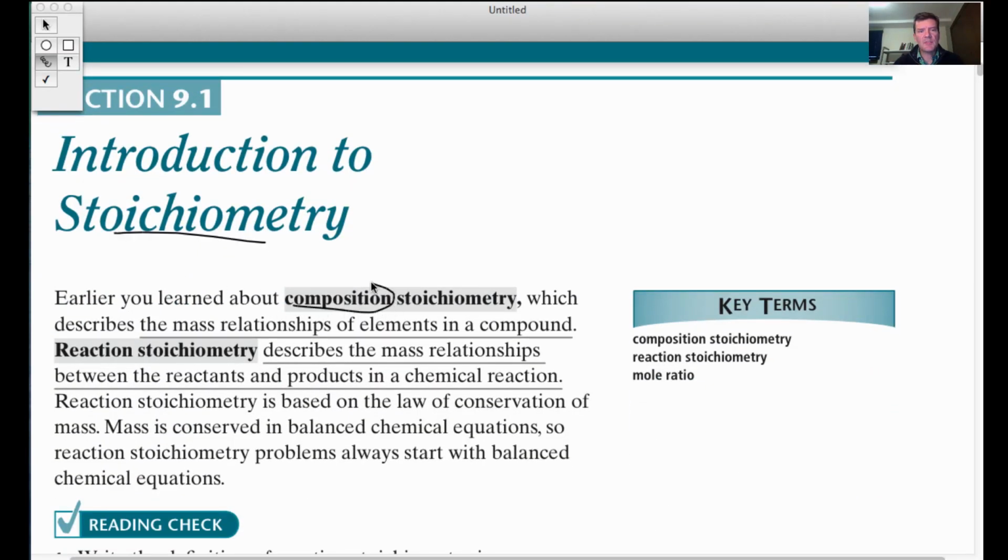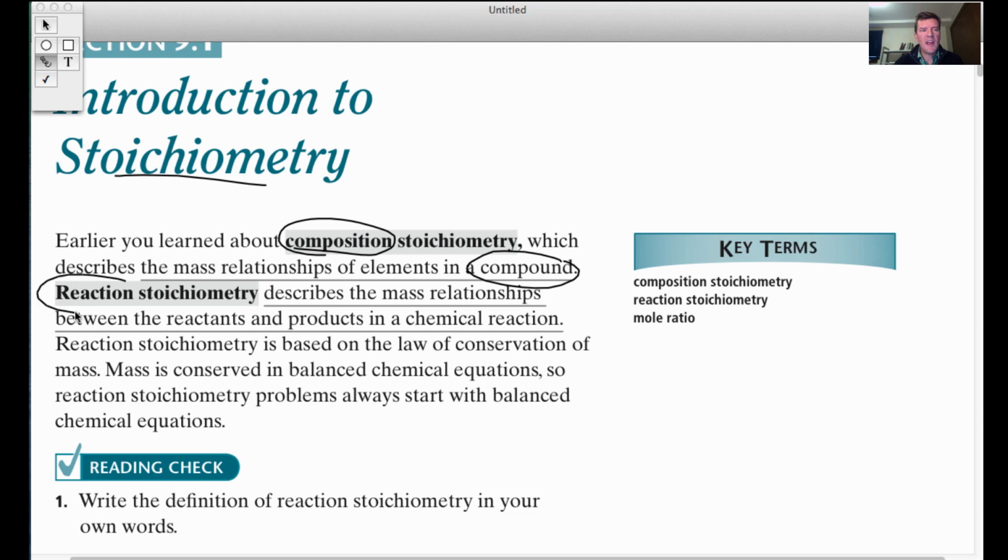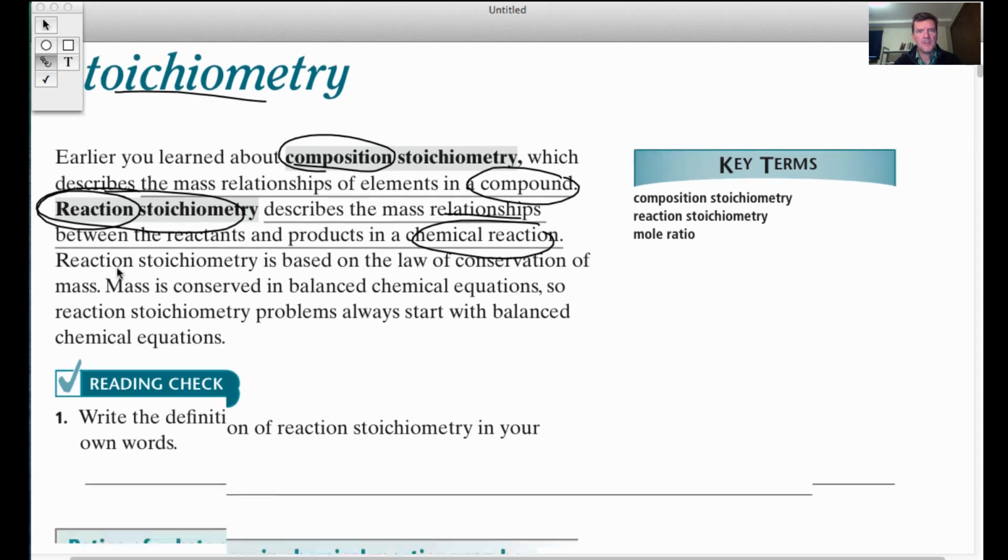We talk about composition stoichiometry, which is basically just looking at elements in a compound, or we look at reaction stoichiometry, which means the relationships that are actually in a chemical reaction. And this is what we're going to be focusing on in this chapter, reactions. What are the relationships in reactions between reactants, products, etc.? Okay?